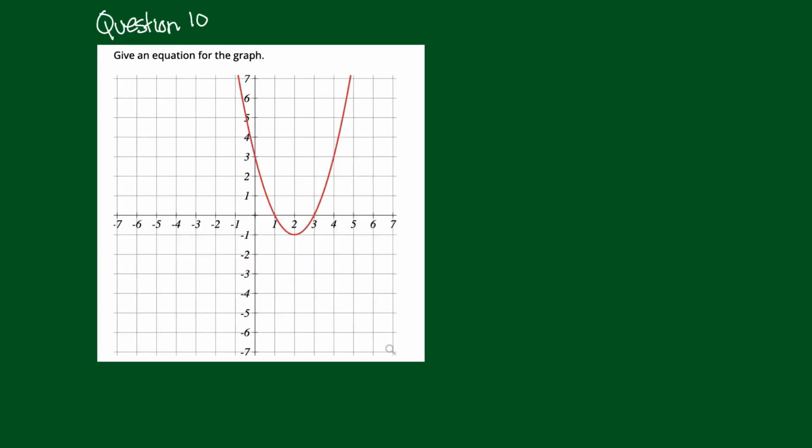Question 10 says to give an equation for this graph, now that's a parabola, and parabolas have this form right here. Here's the basic parabola, x squared. But what have we done with this one? Look what we've done with this one. We've translated it. The basic one comes off like this, right? It comes right off the origin. But the curve that we have has been shifted 2 to the right and 1 down.